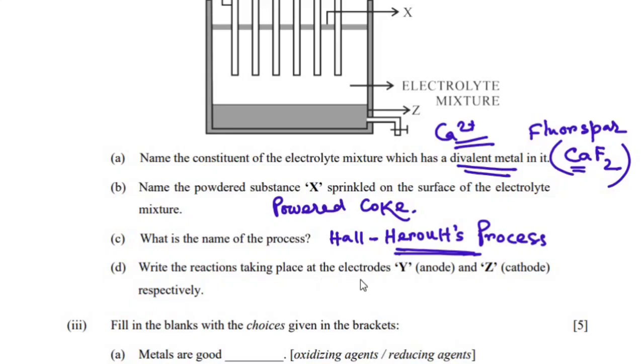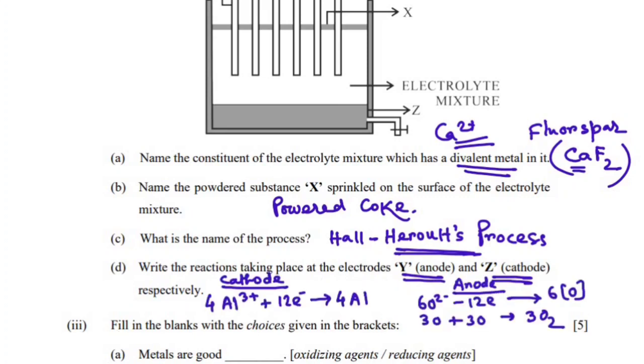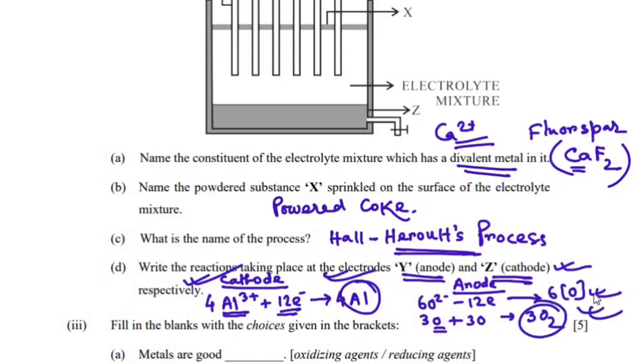Write the reactions taking place at the electrodes Y and Z, Y being the anode and Z the cathode, respectively. At the cathode, reduction takes place. Al3 plus ion takes electrons to form aluminium. At the anode, oxidation takes place. O2 minus ion loses electrons to form O, and finally oxygen is formed. So at the cathode, aluminium metal is formed and at the anode, oxygen is formed.